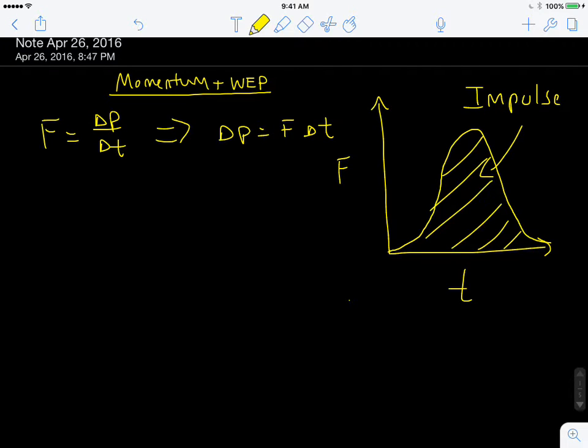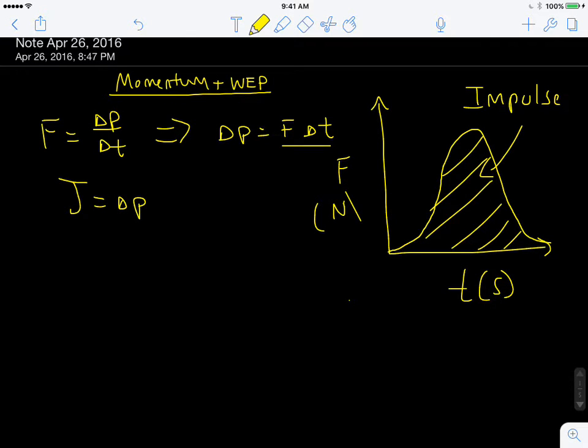So what we end up seeing is that the impulse J is equal to your change in momentum, because it's equal to your F times your delta T. And unit-wise, we have newtons here, we have seconds here, so your units for impulse is a newton second.